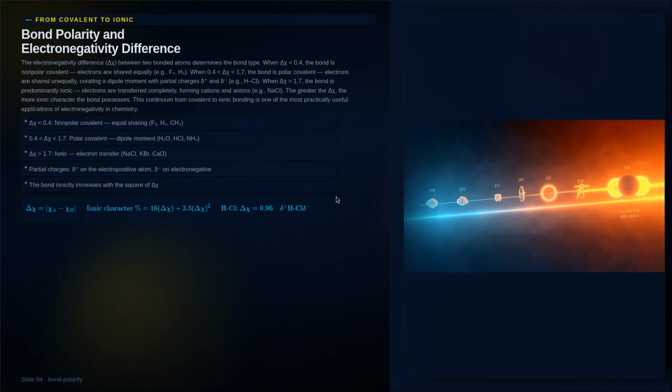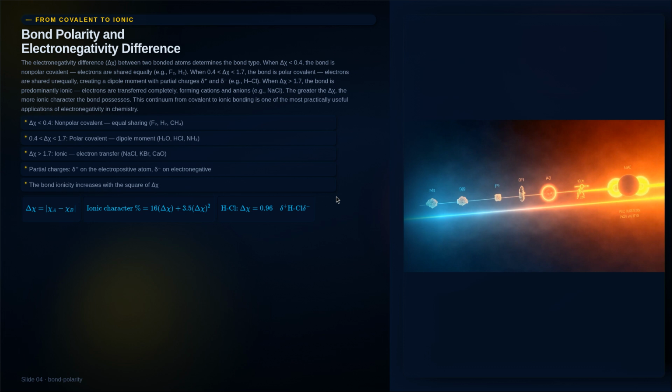The electronegativity difference between two bonded atoms determines the type of chemical bond. When the difference is less than 0.4, the bond is nonpolar covalent, meaning electrons are shared equally. Examples include F2 and H2.